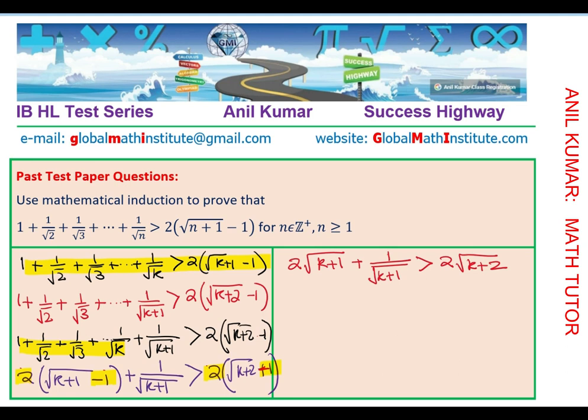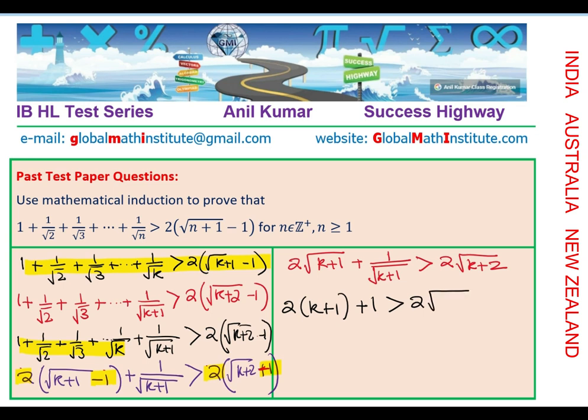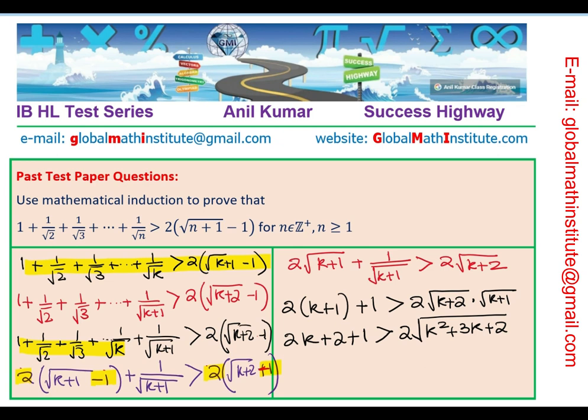Okay. Now let's multiply everything by square root of k plus 1, which is greater than 1. So we get 2 times k plus 1, right? Plus 1 greater than 2 times square root of k plus 2 times square root of k plus 1. Correct? So let's open this bracket. We get 2k plus 2 plus 1 is greater than 2 times square root of, multiply all this, right? So we get k square plus k plus 2k is 3k, right? Plus 2, right? So when you expand it, this is what you get. Now this is 2k plus 2 plus 1, which is 3, is greater than 2 times square root of k square plus 3k plus 2. Let me take it to the next page.